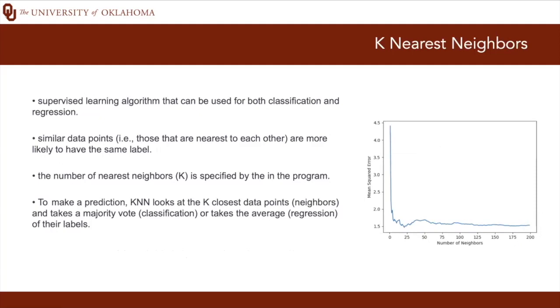All right, thank you. So K-nearest neighbors, I think most people in class should know the basics. It's a supervised learning algorithm that can be used for both classification or regression, depending on how you program it. The basic idea is that similar data points should be likely to have the same Y value or the same label.